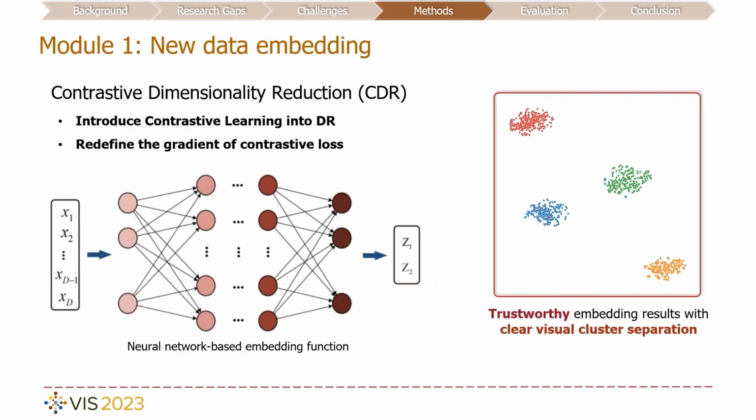Next, let's have a brief overview of our specific design for each module. For the new data embedding module, we opted for CDR, a parametric nonlinear DR method. CDR utilizes an embedding function rooted in neural networks to explicitly compute data embeddings. By leveraging a contrastive learning approach and redefining the gradient of the contrastive loss, CDR can produce reliable embedding results characterized by distinct visual cluster separation.